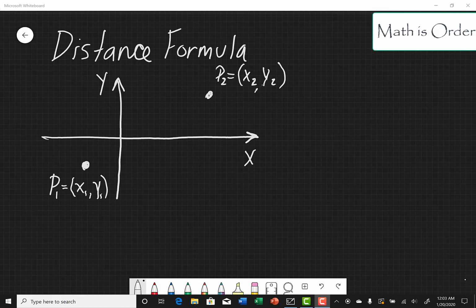In this video, we show how to find the distance between 2 points in a plane. Suppose we've got 2 points, say P1, P2 in a plane. How do we find the straight line distance, say D, between these points?